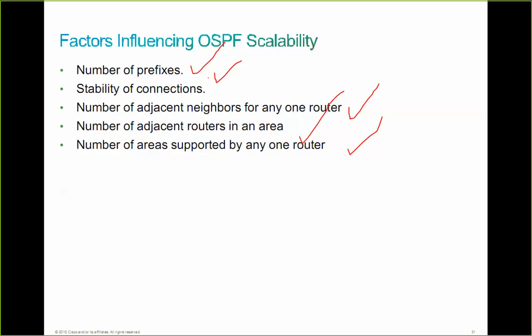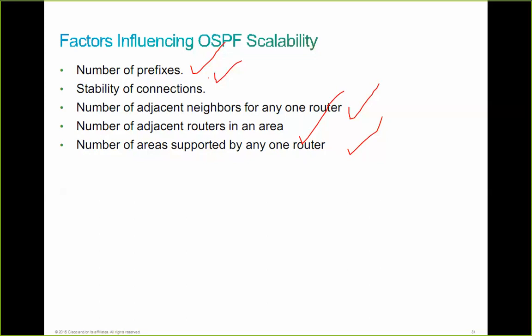All of this said, and all of these factors, which by the way are probably no surprise to you guys, because when we talk about OSPF in the CCNP class, we talk about these things, right? How many neighbors do you have? How many prefixes are you learning? How large is the database? How stable are the connections? And so on. All right?